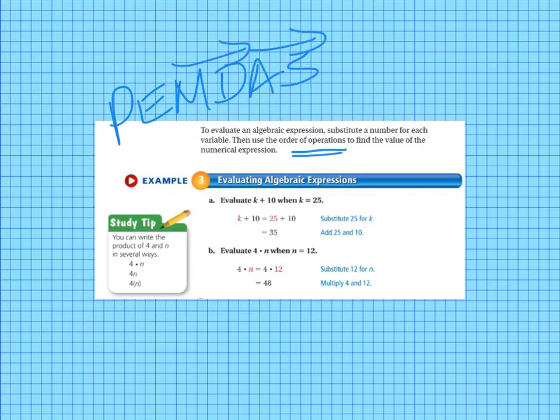There we go. To find the value of the numerical expression. So we're going to take a look at 3a. It says evaluate k plus 10 when k equals 25.